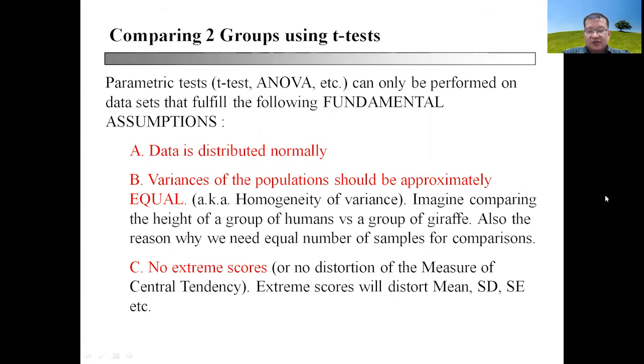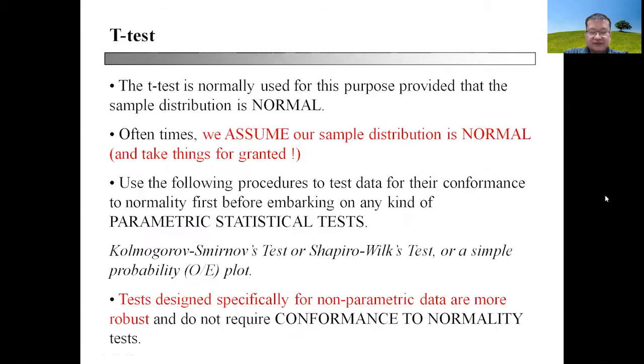Variances of the populations should be approximately equal, also known as the principle of homogeneity of variance, is important because we should not be comparing two populations that are not the same to each other. Imagine comparing the height of a group of human beings versus a group of giraffes. And this is also the reason why we need equal number of samples for comparison. Extreme scores will distort mean, standard deviation, and standard error, and therefore should be avoided before we perform parametric tests.